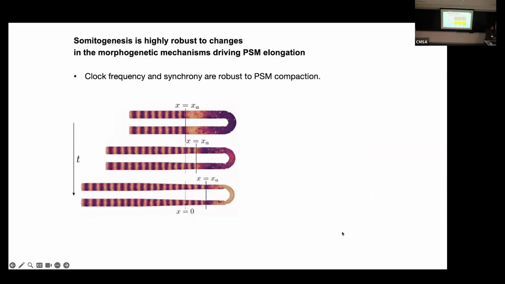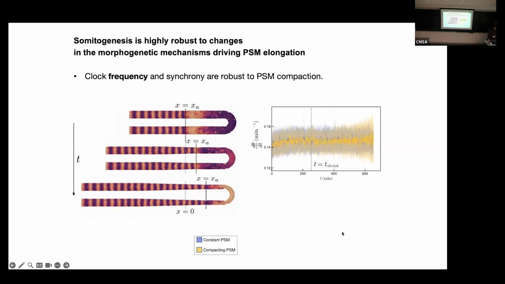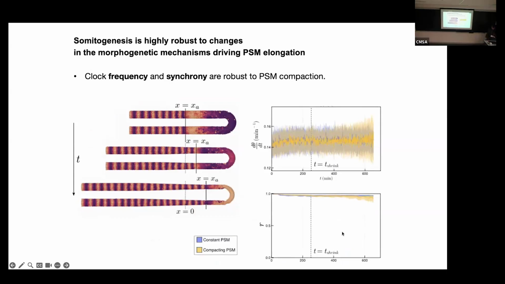So very, very robust. The last ones that I'm going to show you are the compaction ones. In zebrafish, and we've seen in cichlids as well, the PSM compacts as elongation occurs. Is this going to affect the synchrony and the frequency? You guessed it, it does not. At this point, I started off really happy, like, this is so robust. And then I was quite worried, like, this is too robust. At some point there's no evolvability if this thing never changes.